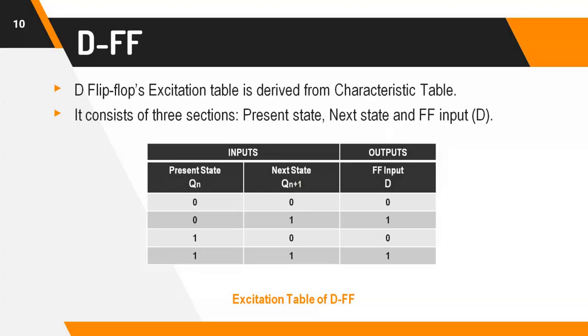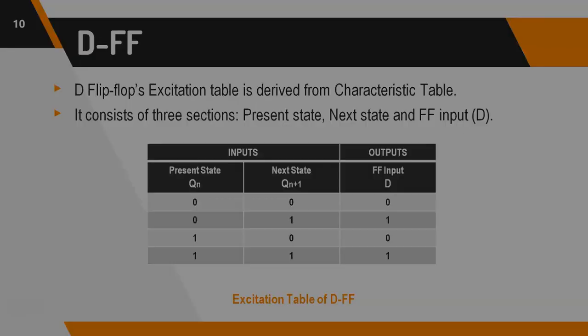Now, it's time to move into the excitation table. Here we have 2 inputs, Qn and Qn plus 1, and the output is D. With the help of this characteristic table, we can directly write the value for the output. Because we know that in D flip-flop, the next state is equal to the flip-flop input, right? So here, my input Qn plus 1 is equal to the output D.